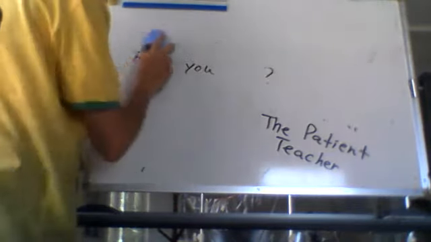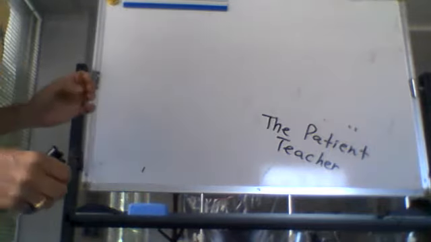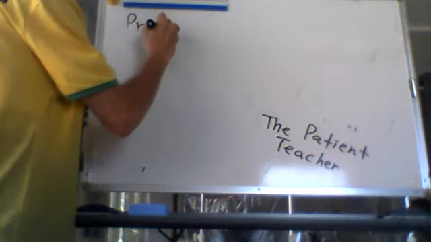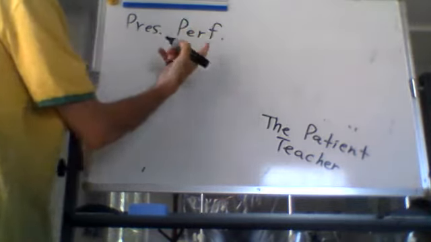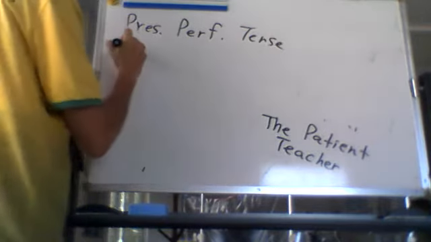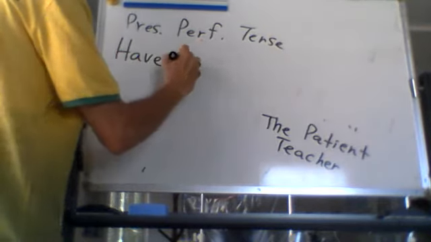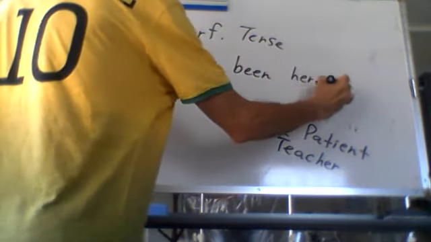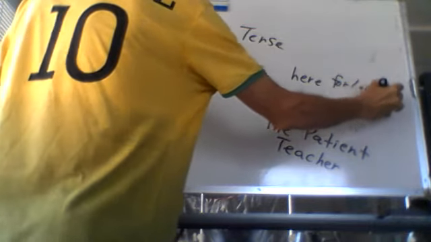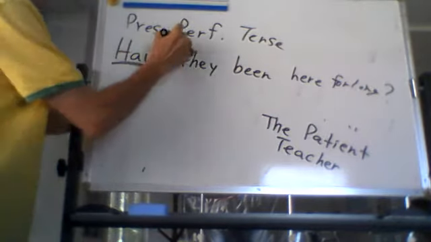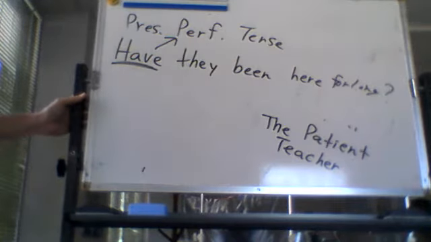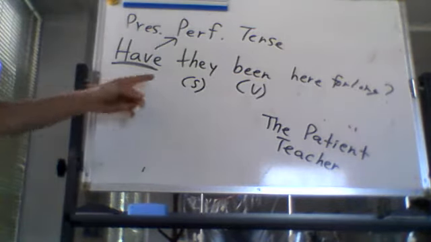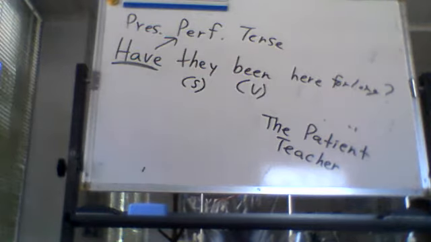Now, something you'll learn later with the present perfect tense, if you're asking a question, right? Let me just put it here. Present perfect tense, right? It's a tense. You'll have they been here for long, right? So have is what we use for perfect tenses. Here's your subject, and here's your other verb. Have they been here for long? Okay?